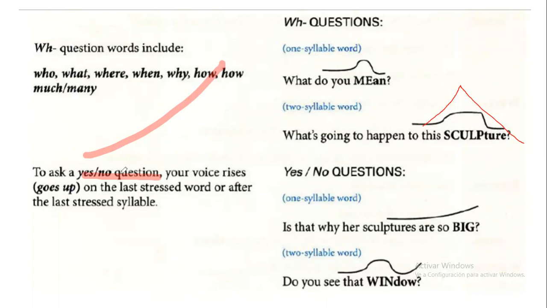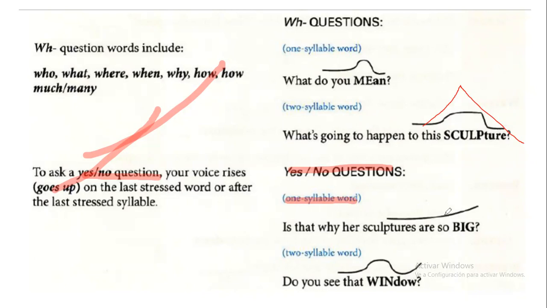So to ask a yes/no question, your voice rises. That means that it goes up, as we said, on the last stressed word or after the last stressed syllable. So with yes/no questions, with a one syllable word, like the word big, it is going to be rising, as in this way. Is that why her sculptures are so big? If you notice, we go like big, all the time goes up.